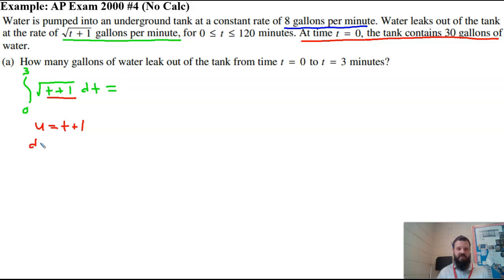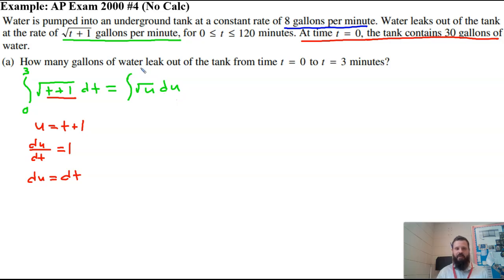In this case, the derivative of u with respect to t, du over dt, is just the derivative of t, which would be a 1, plus the derivative of 0, which is a 0. So in this case, du is just equal to dt, so we can make a straight up substitution there. All right, so I can rewrite this as the integral from, now let's plug things in first, square root of u du, with the t plus 1 taken care of with the u, and dt taken care of with the du.